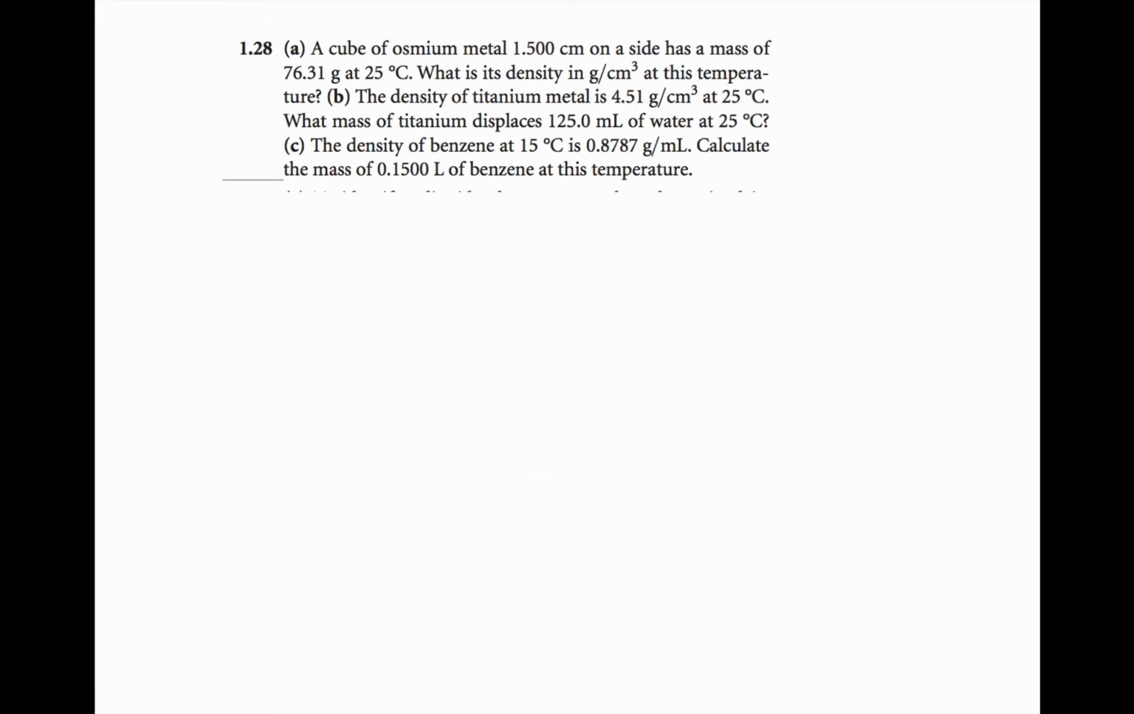What is it? A cube of osmium. All right, so if it's a cube, it's the same length on all sides, has a mass of 76.31 grams at 25 degrees Celsius. What is the density? So what I need is a volume measurement. So length times width times height, right? If they're all the same, it would just be 1.5 cubed divided into grams. It would give me grams per cubic centimeter.